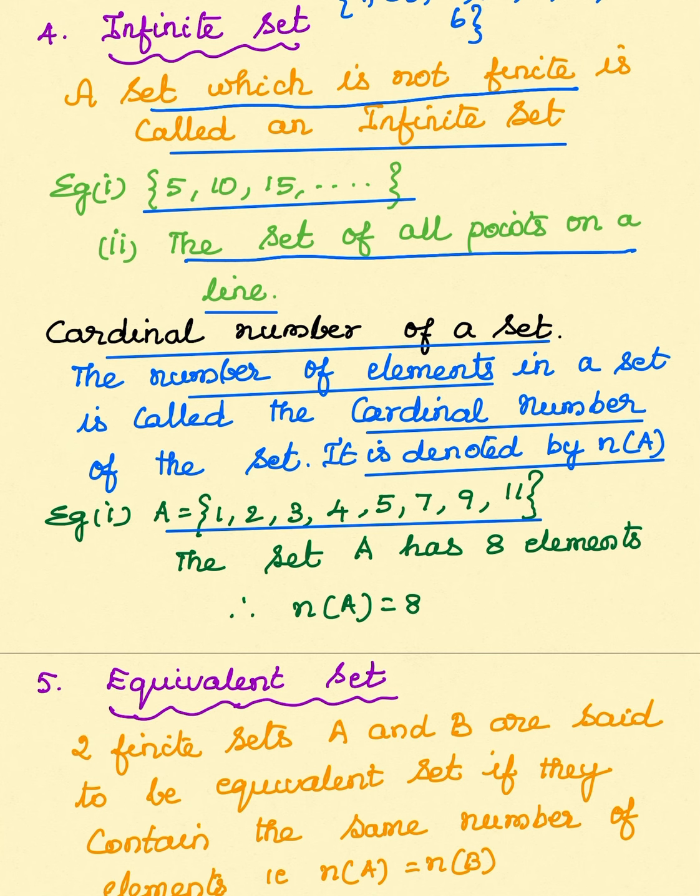So now you count the number of elements. Cardinal number they have asked us to find. How many elements? 1, 2, 3, 4, 5, 6, 7, 8. So the set has how many elements? 8 elements. So n of A, the cardinal number of the set A, is 8.